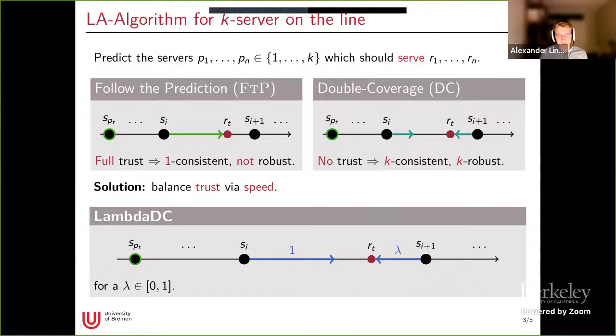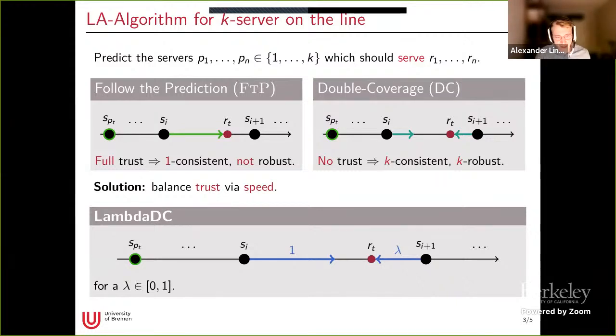So if we set lambda to 0, our algorithm just does the same as following the prediction, which means that we fully trust the prediction. But if we set lambda to 1, our algorithm is just the same as double coverage. And for all lambdas in between, we interpolate between both.